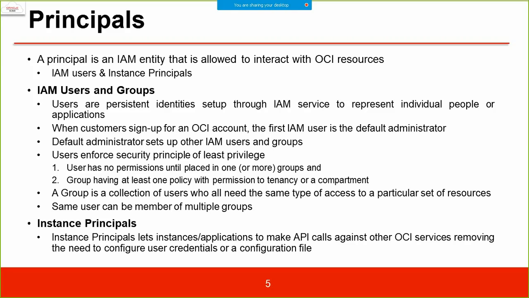A group, what is a group? A group is a collection of users who all need the same type of access to a particular set of resources, and the same user can be a member of multiple groups. What are instance principals? Instance principals let instances or applications make API calls. That's what I told you. It's not only the user who makes an API call; a user interacts with the application. It may be one application interacting with another application. That is called application programming interface. So instance principals let instances or applications make API calls against other OCI services, removing the need to configure user credentials or a configuration file.